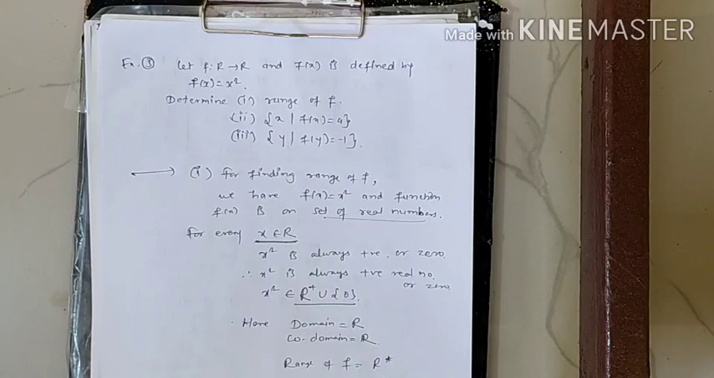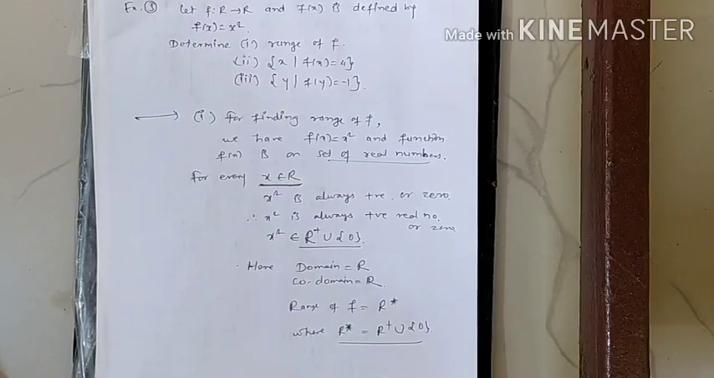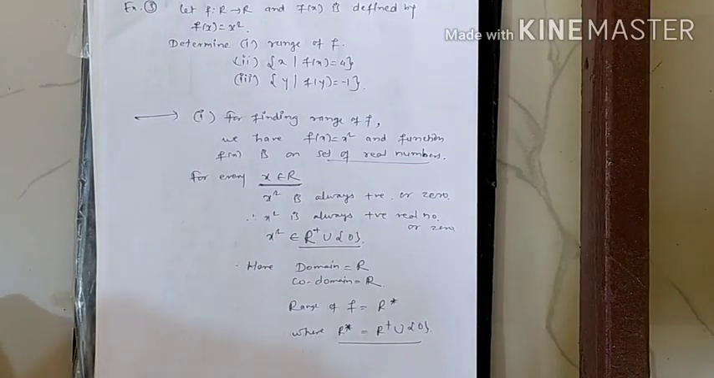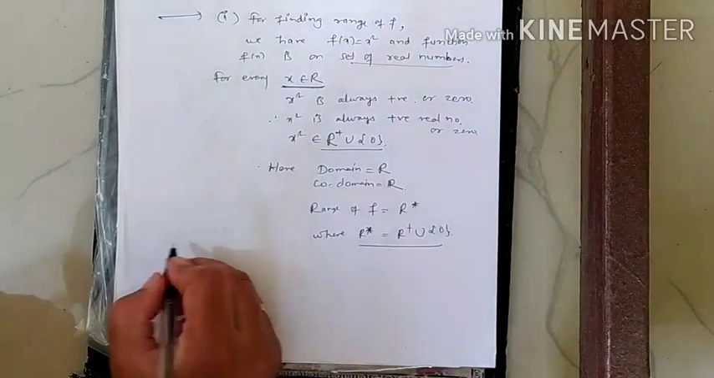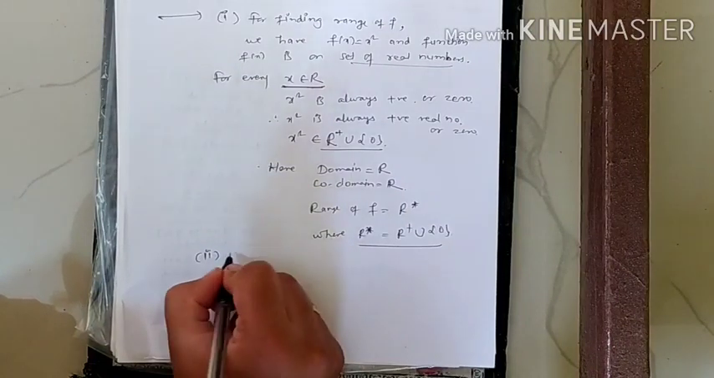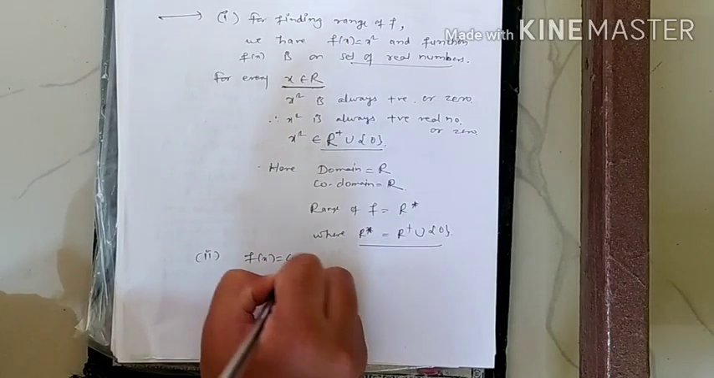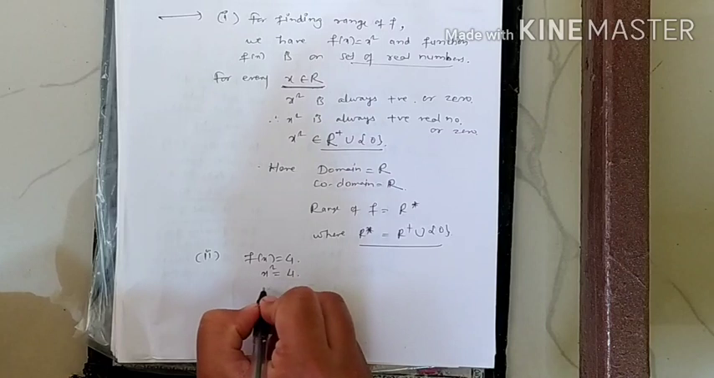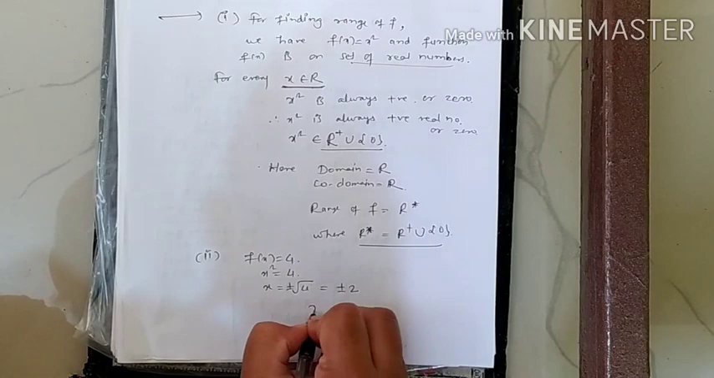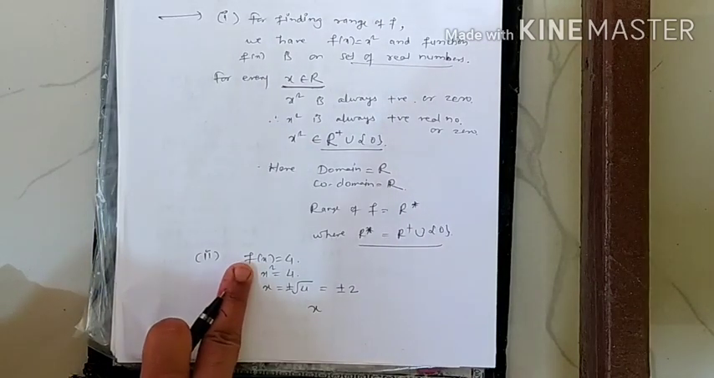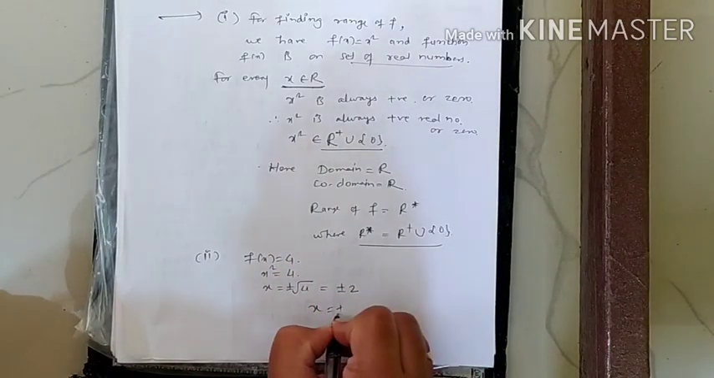So the range of the square function is always positive reals with 0. Getting? Any doubt? Now the next is the second one. We have to determine the set of x such that f(x) is 4. So here f of x equals to 4. What is f of x? X square equals to 4. So when we take x, it will be plus minus square root of 4, so it is equals to plus minus 2. So if f of x is 4, there are two pre-images for 4, so x is equals to plus minus 2.